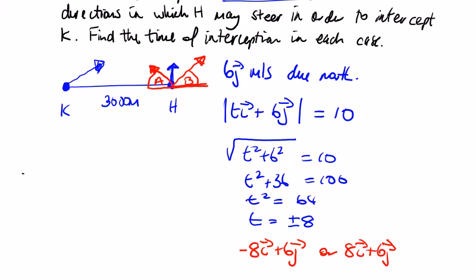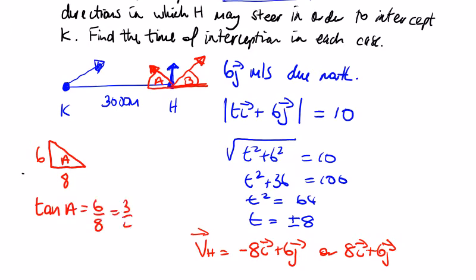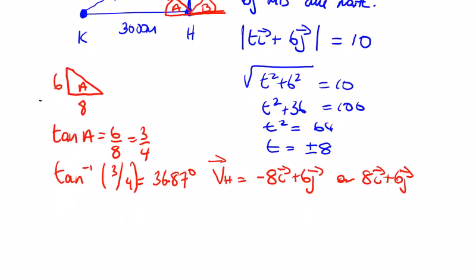So if we look at, this is my velocity of h, just put your t in. So if we look at angle A, well, they're both the same angle, they're just going in different directions. We have our i being 8 and our j being 6. So the tan of A is 6 over 8, which is 3 over 4 if you want to change it. So the inverse tan of 3 over 4 is going to give me 36.87 degrees.